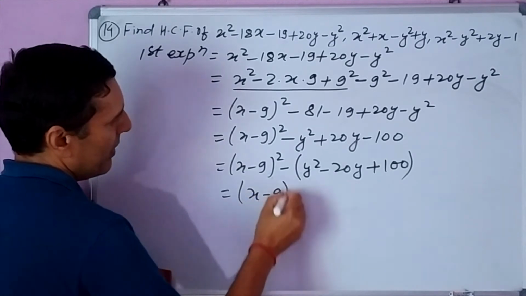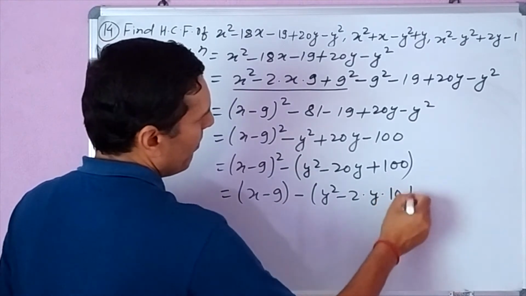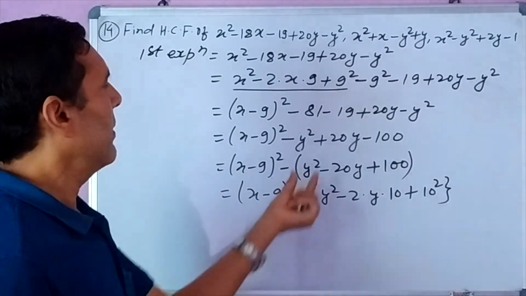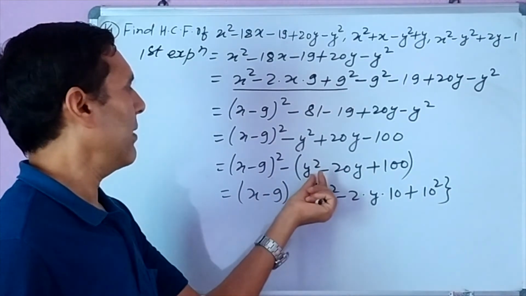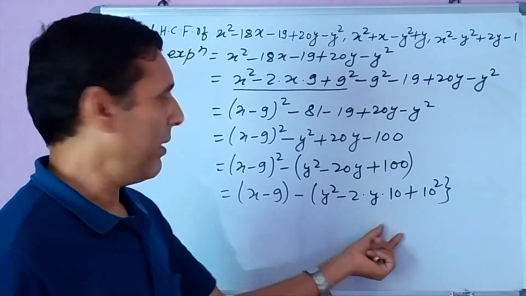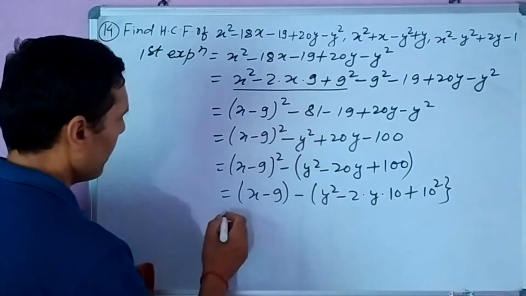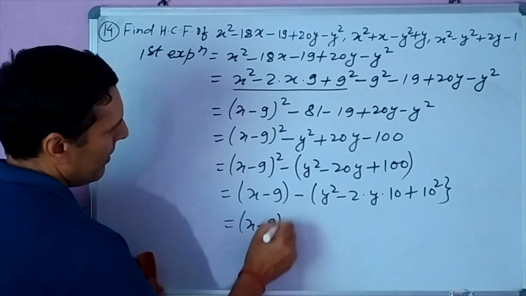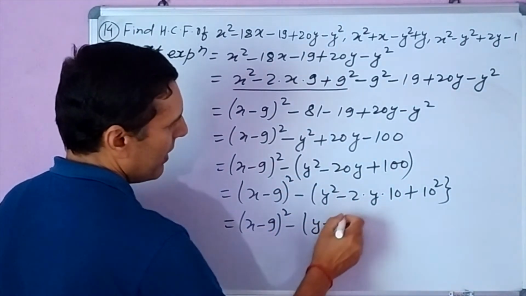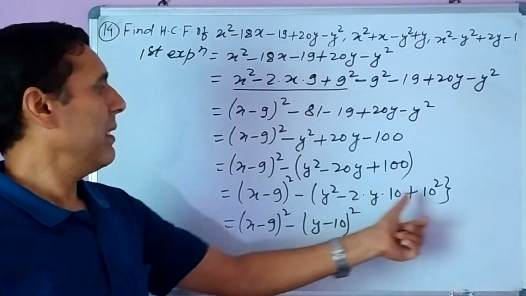To understand it in a better way, we can write a square minus 2ab plus b square. We got 10 square is 100. So this structure in the second bracket, y square minus 20y plus 100, is completing the square, as it is in the form of a square minus 2ab plus b square. So x minus 9 whole square here, and minus which square is this? y minus 10 square. A is y, b is 10.